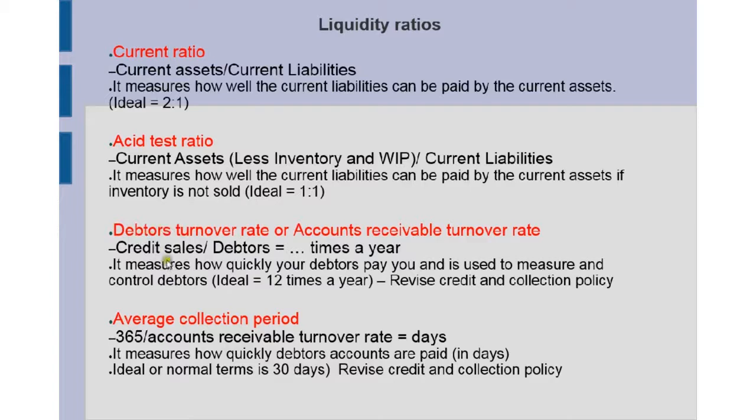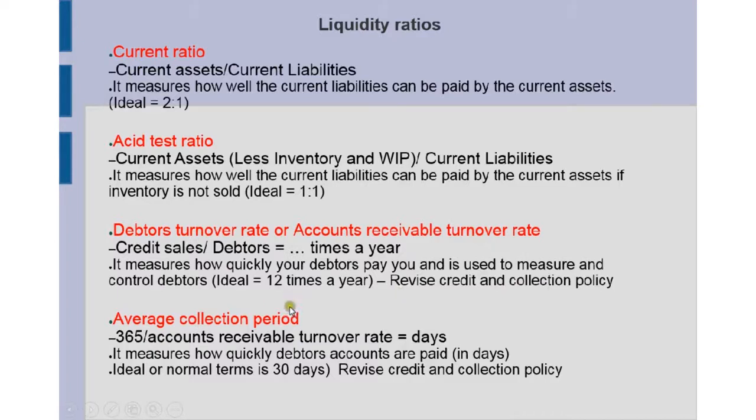So the next calculation will be the debtors turnover rate, also called the accounts receivable turnover rate. And here we're going to take the credit sales and divide it by the debtors or the accounts receivable. And that will then give us how many times a year the debtors pay us. It measures how quickly your debtors pay you, and it's used to measure and control your debtors. So the ideal will obviously be 12 times a year because the debtors are usually given a term of 30 days. So if your answer is less than 12 times a year, you need to comment that the business needs to revise the credit policy and the collection policy.